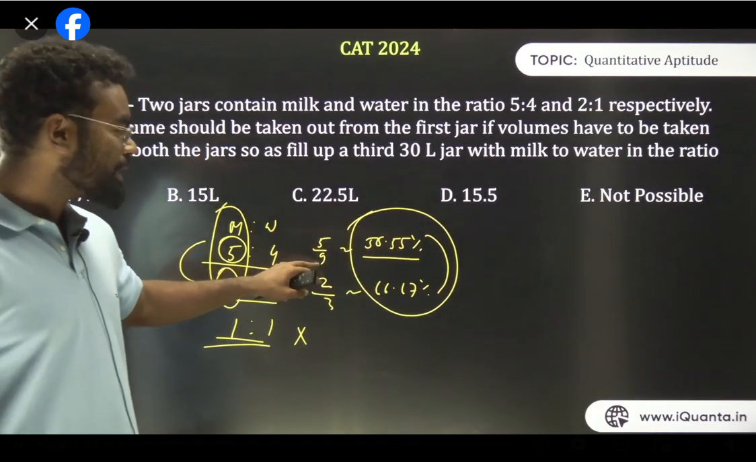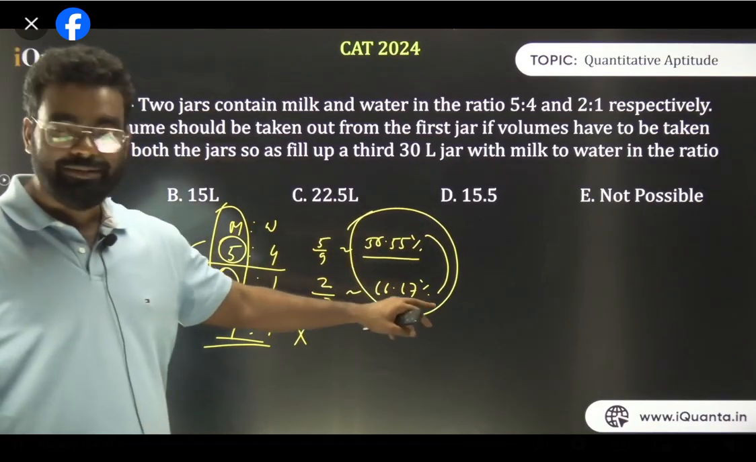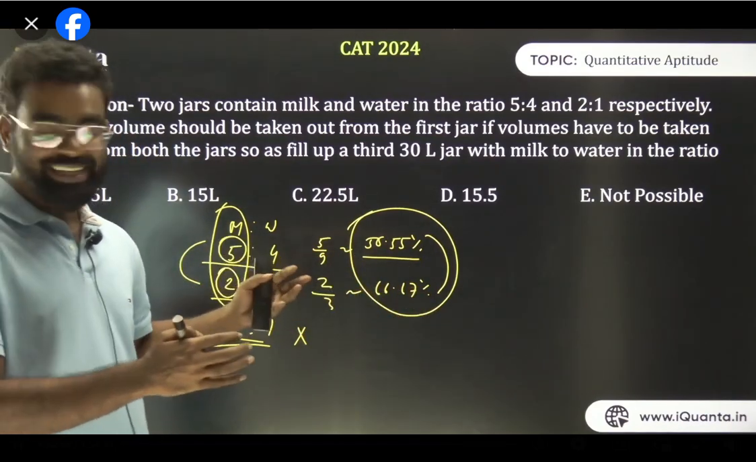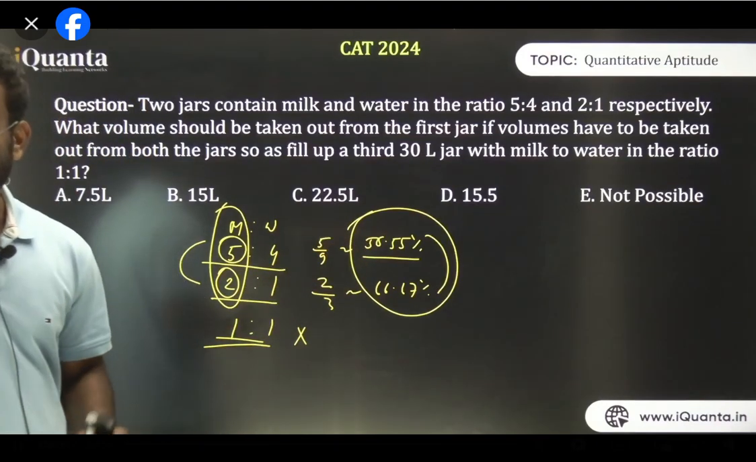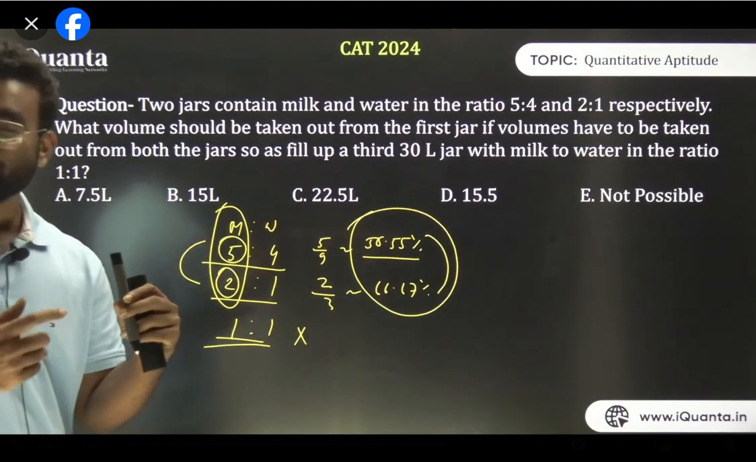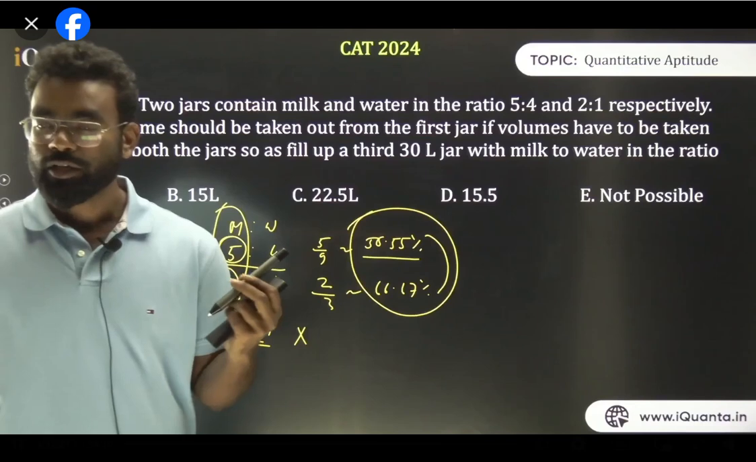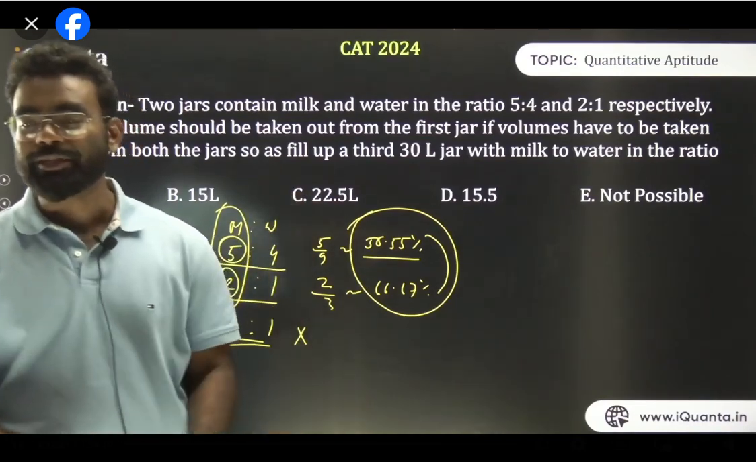Wait, 5 upon 9 is 55.55%, and 2 upon 3 is 66.67%. So the milk portion is basically between 55.55 and 66.67. So it has to be in between. If you're mixing these two things, it cannot be less than 55, right? That's why 50% is not possible. Two more cannot give you a lesser thing. Remember this.